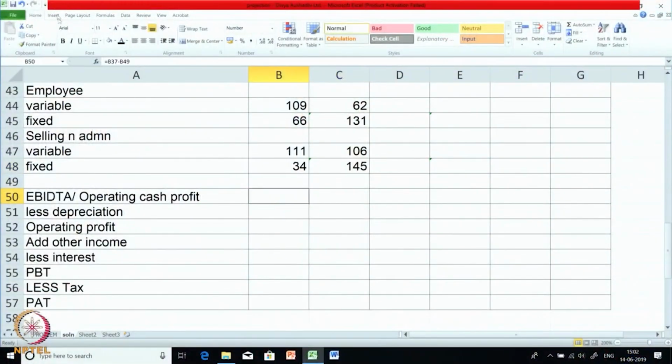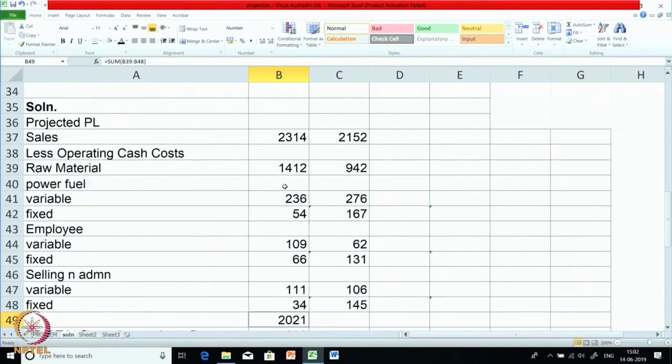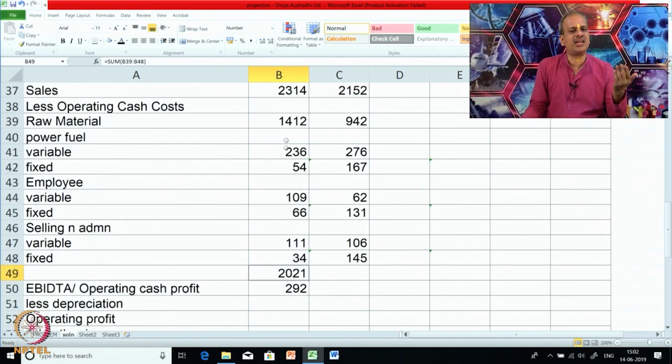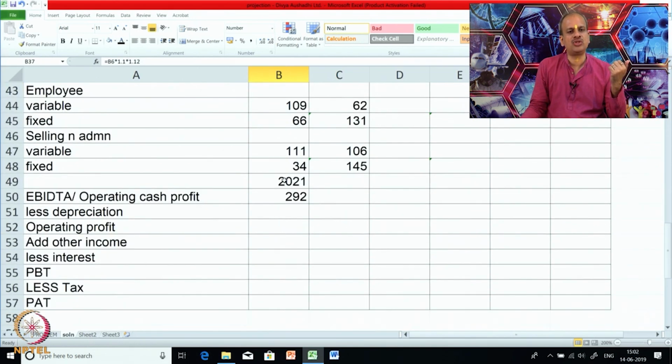Now we will calculate operating cash profit, which is 292. So we are taking B37 minus B49. 49 is a total. This is a total cost, not segregated into fixed and variable. We are just taking the sum, because it doesn't matter whether it is fixed or variable. For projection it made a difference, but now we can just take a total cost, which is 2021. Now 2314 minus 2021, so you get operating cash profit of 292.